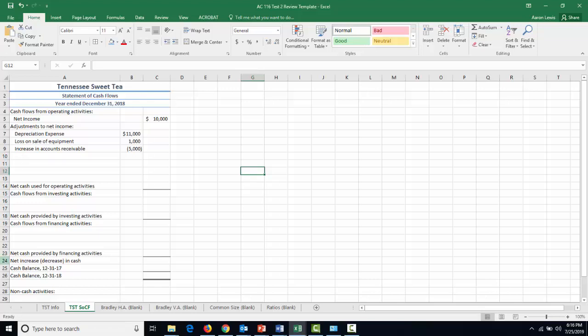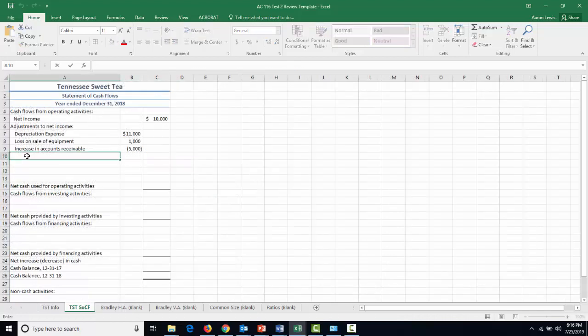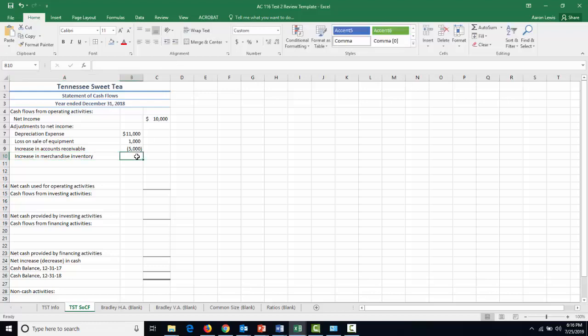So we're going to do the same thing with the next item on our current assets. Our next item is merchandise inventory. It was $10,000 in the prior period. Now it's up to $20,000, which means we had an increase of 10 grand. So let's go to our statement of cash flows. Increase in merchandise inventory. And our increase in merchandise inventory was for $10,000. Well, if we have $10,000 more in inventory, that means that we must have spent more either purchasing it from our suppliers or producing it. So it's a decrease in our cash flow.